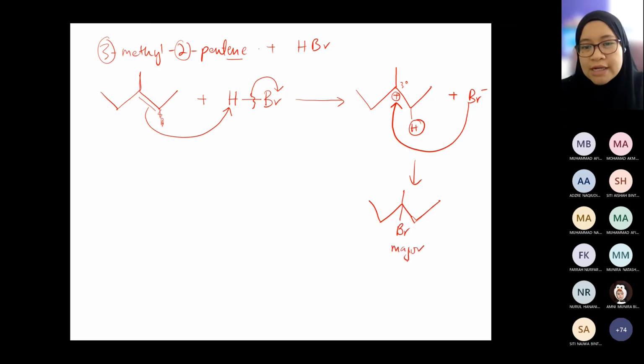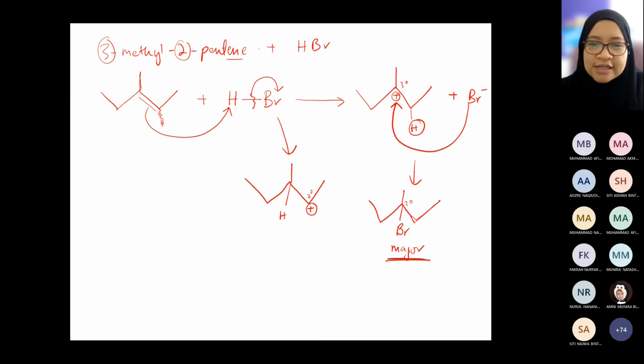How about the minor product? Because this one is at the tertiary. How about the minor product, guys? You will produce the opposite of this one. Opposite of tertiary, meaning the H will sit at the tertiary. So, H goes in here. So this will become the secondary, right? So, here will be the secondary carbocation.